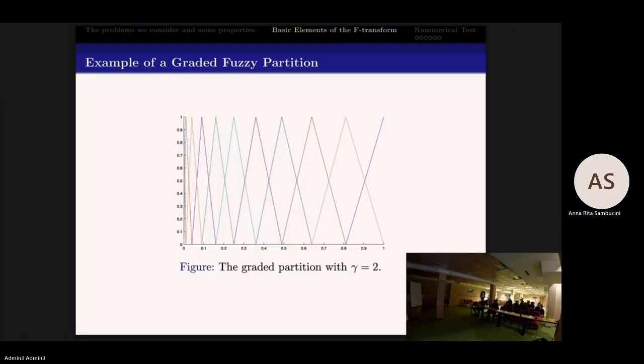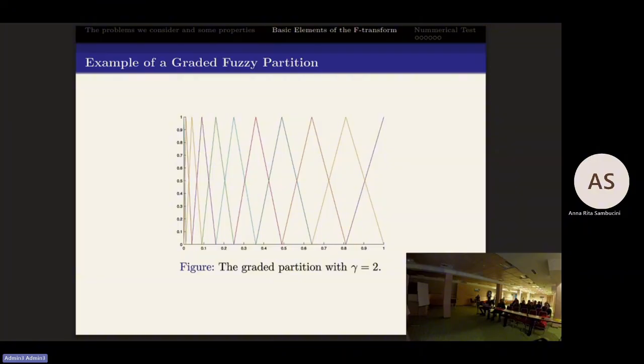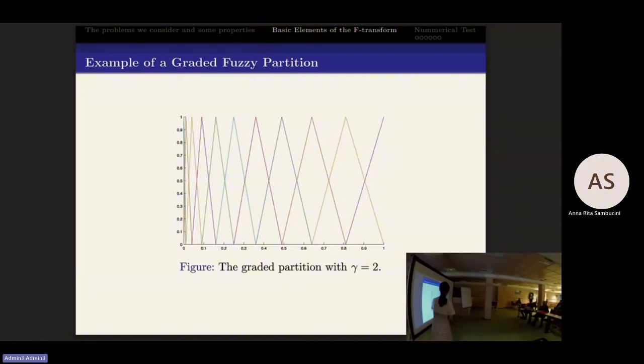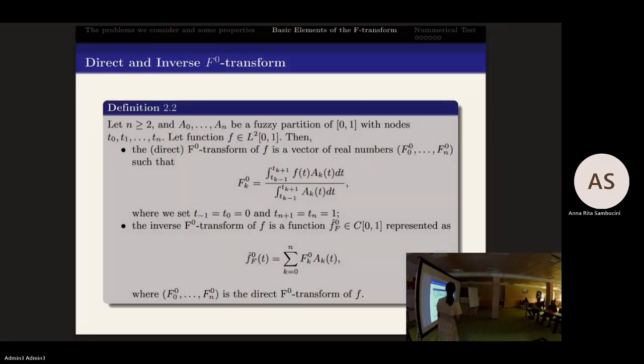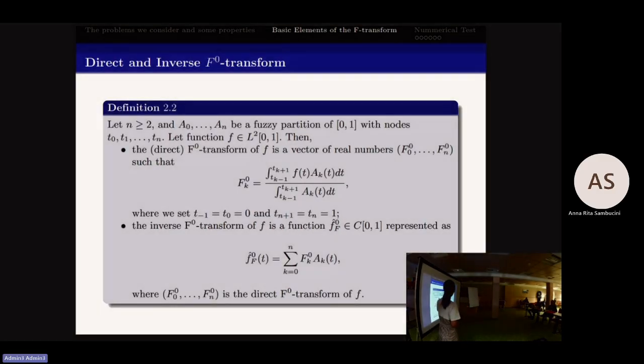Then this is the chart of the fuzzy partition that we use. See that the distance here is quite small compared to the distance in here. The errors here are more, but the errors here are smoother. And here is the fuzzy partition.